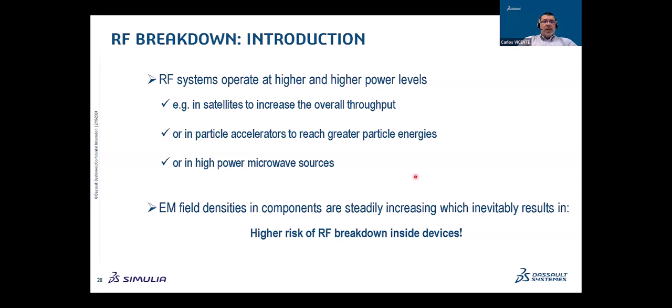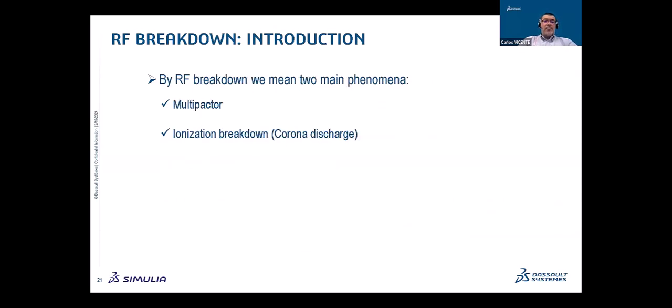But let's say that we are having more requirements in terms of power, and this directly leads to higher electromagnetic field densities inside components. This of course leads directly to more problems in terms of thermal issues that could appear, and of course also problems in terms of RF breakdown. By RF breakdown, I mean basically two effects: multipacting in vacuum, and ionization breakdown in gas.